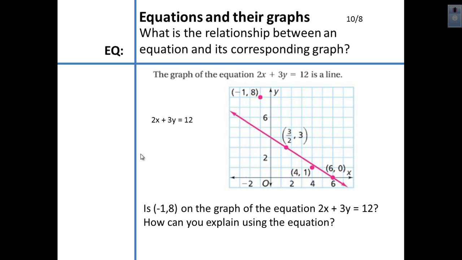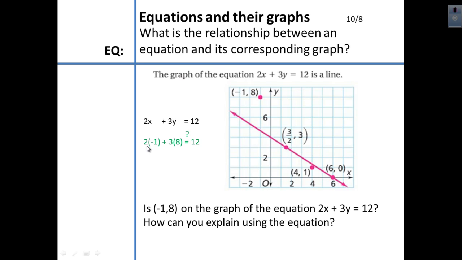Okay, so remember the first number in the ordered pair, that's your x value. So we're going to replace x with negative 1, and we're going to replace y with positive 8. Then we put the question mark above the equal sign, because right now we do not know if both sides are equal to each other.